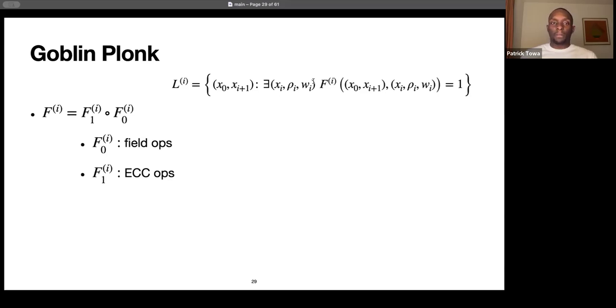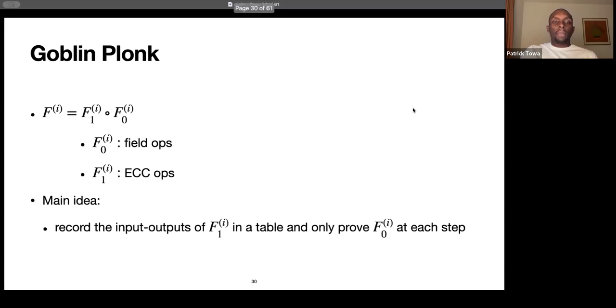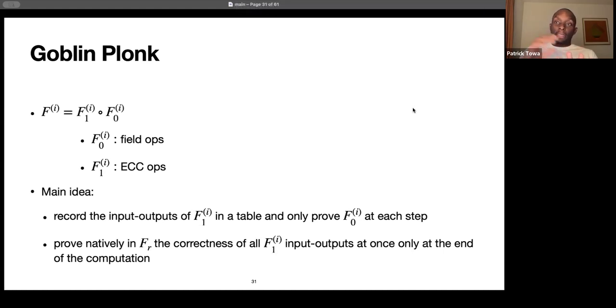Some cheap part, mainly only field operations, I'm going to call F0, and some more expensive parts where you have all the group operations that you have to prove. The main idea is to say, well, all the expensive operations, I'm not going to do them. I'm only going to record the input outputs in a table and only prove the inexpensive part. And at the end, I'm going to somehow shift all those operations that I didn't want to prove.